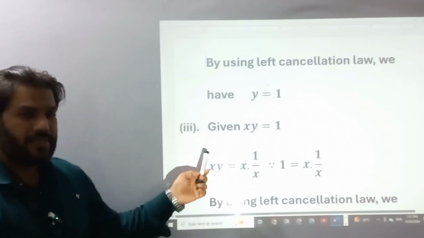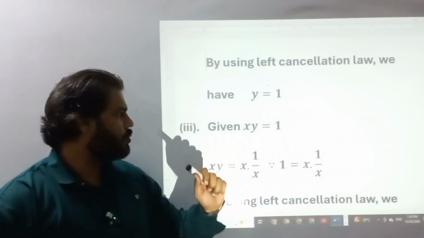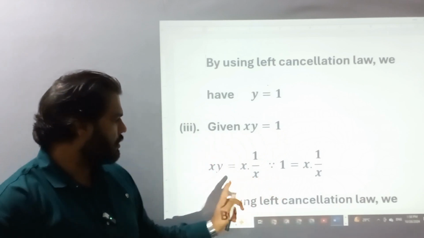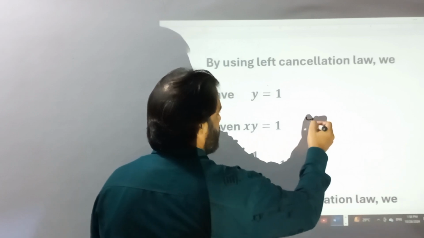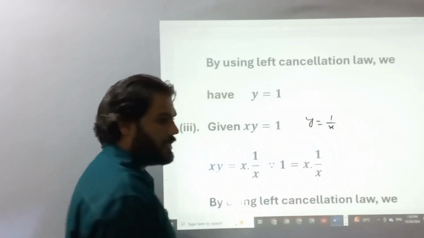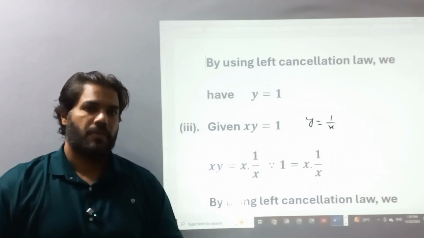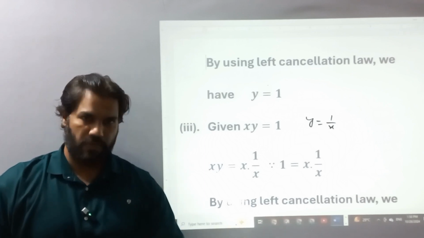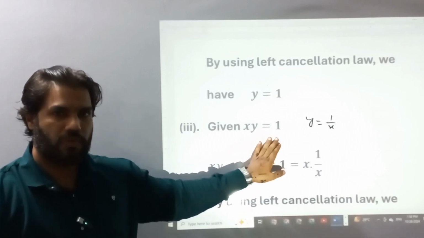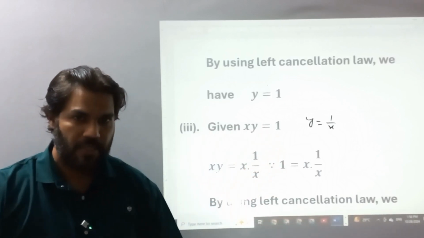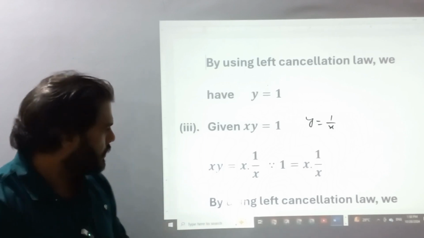Third property. In the third property, we have to show that if the product of the two numbers x and y equals 1, then y is equal to 1 over x. That is, the second number can be written as the reciprocal of the first. If xy equals 1, then y is equal to 1 over x. That can also be elaborated as: the second number y is the reciprocal of the first.